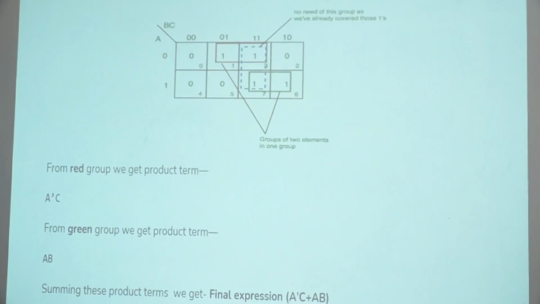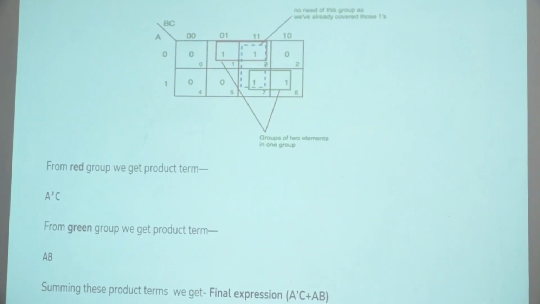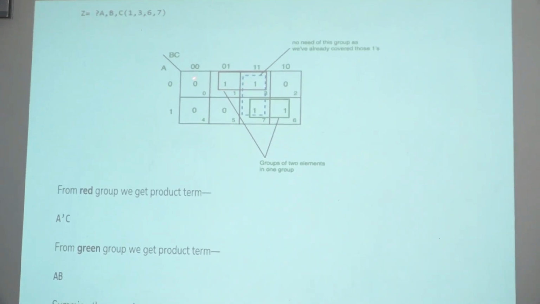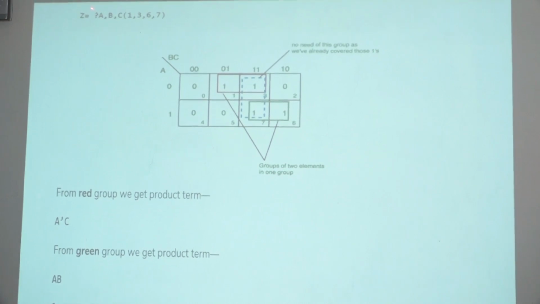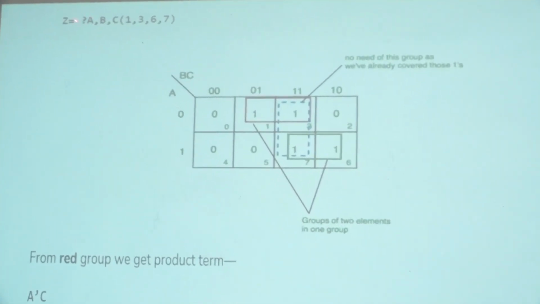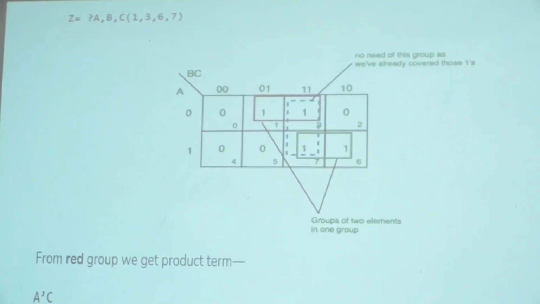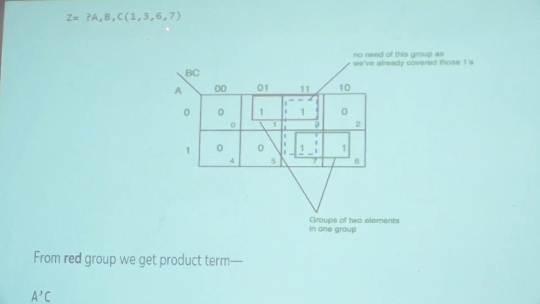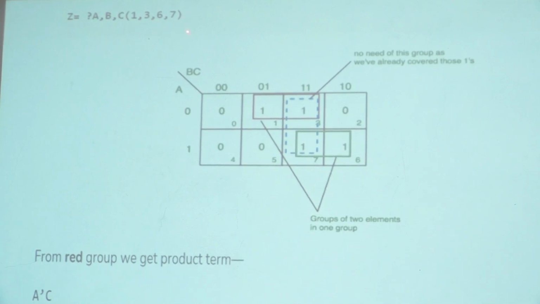Okay. Now I have put a question mark here. Can you tell me why I put a question mark here? The reason is that I am using SOP. I want you to understand that for SOP, sum of products, we will be using the summation symbol. Okay. So Z is equal to summation of A, B, C is equal to 1, 3, 6, 7.